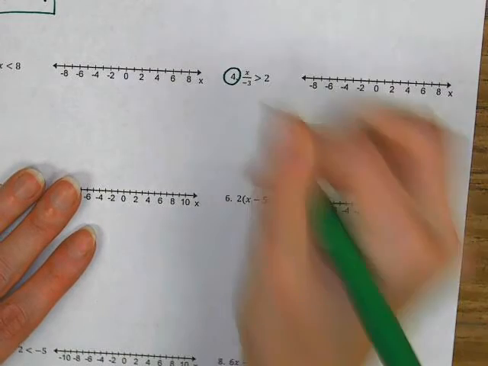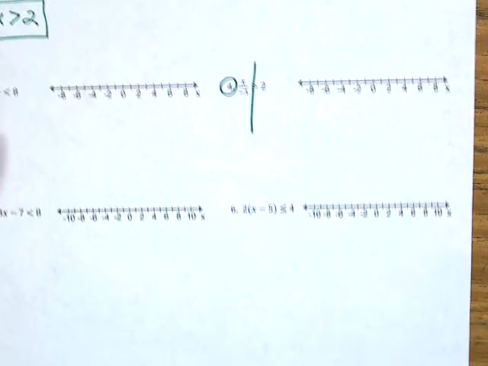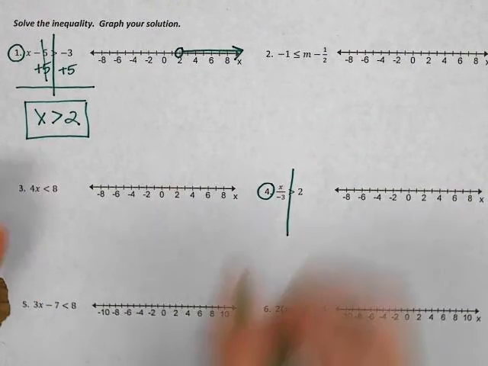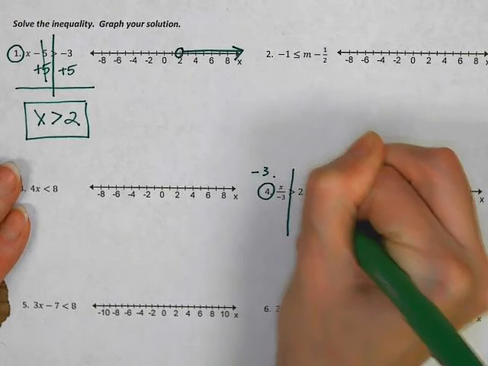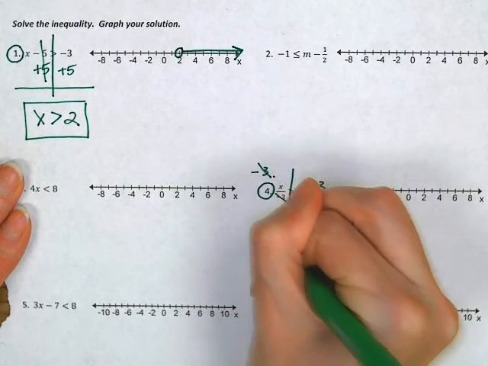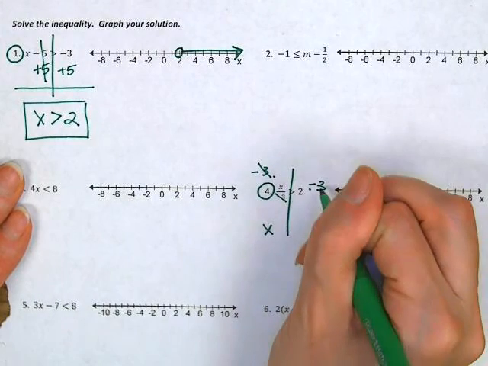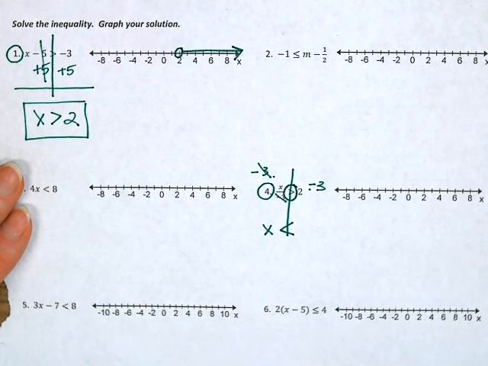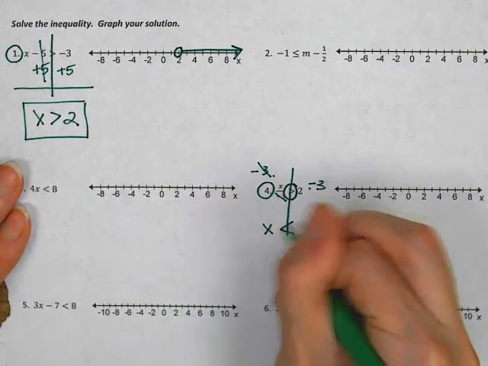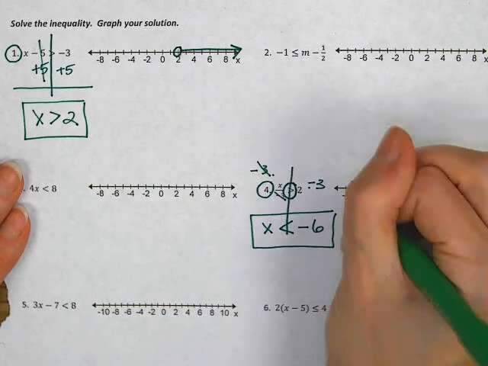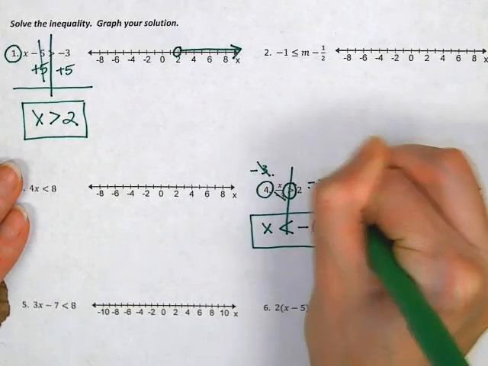All right, let's try one like number 4. Draw the wall. What do you guys have to do to get x alone on this one? So how do you undo dividing by -3? Well, we have to multiply by -3 and multiply by -3. Okay, so these cancel. Now be careful. When you multiply or divide by a negative, you must switch the symbol around. It flips. And we're left with x is less than -6. And then when you graph that, that's an open circle at -6, and the arrow goes left.